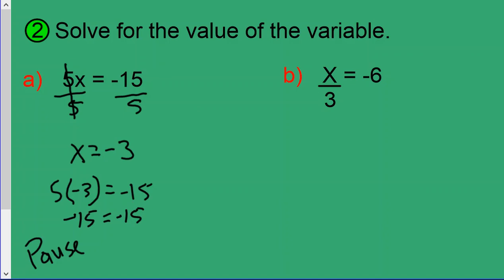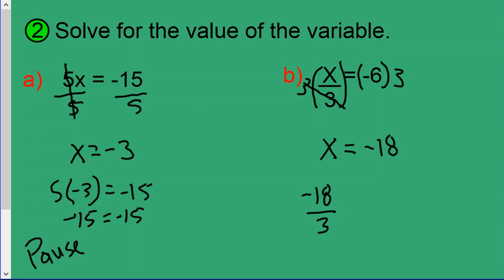Alright, example B, we have x divided by 3 equals negative 6. So we're going to do the opposite of division. We're going to multiply both sides by 3. On the left side, the variable side, the 3's will cancel out, and we'll be left with x equals negative 6 times 3, which would be negative 18. And if we plug that back into our equation, negative 18 divided by 3 is equal to negative 6.